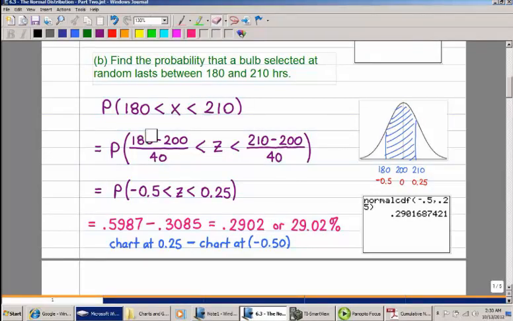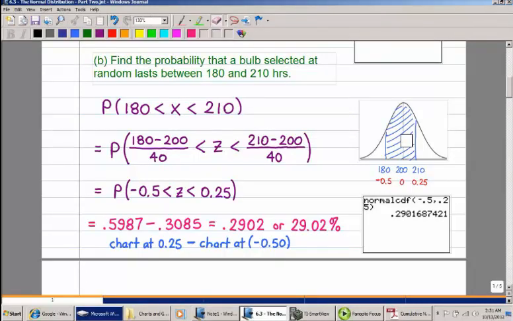So once again, from the original problem, the mean is 200. The standard deviation is 40. So 180 minus 200 divided by 40 at the low end, 210 minus 200 divided by 40 at the upper end. Once again, I got a little graph sketched here in terms of x and in terms of z. So the first z value is negative 0.5, and the second z value is 0.25, which I have written right below. So that's kind of the area we want to find here.